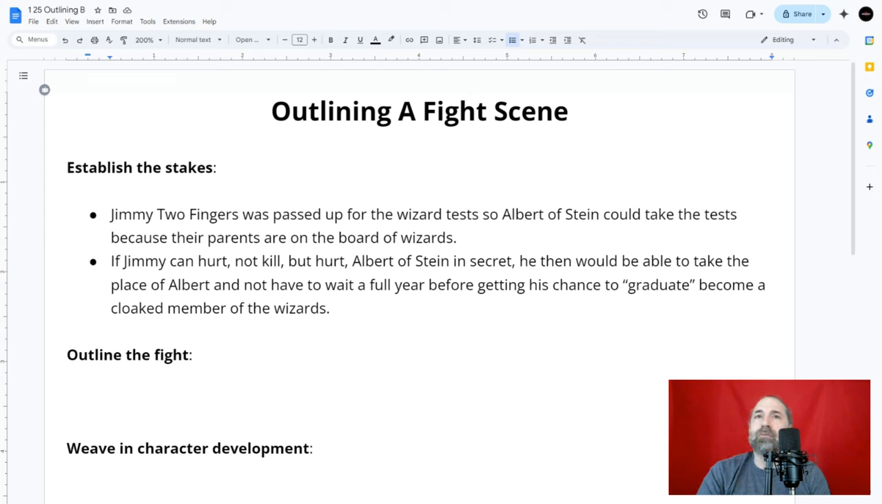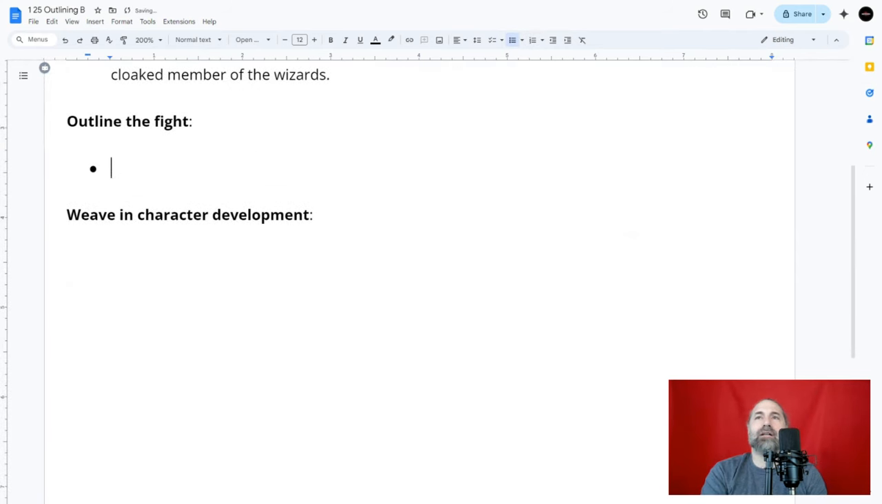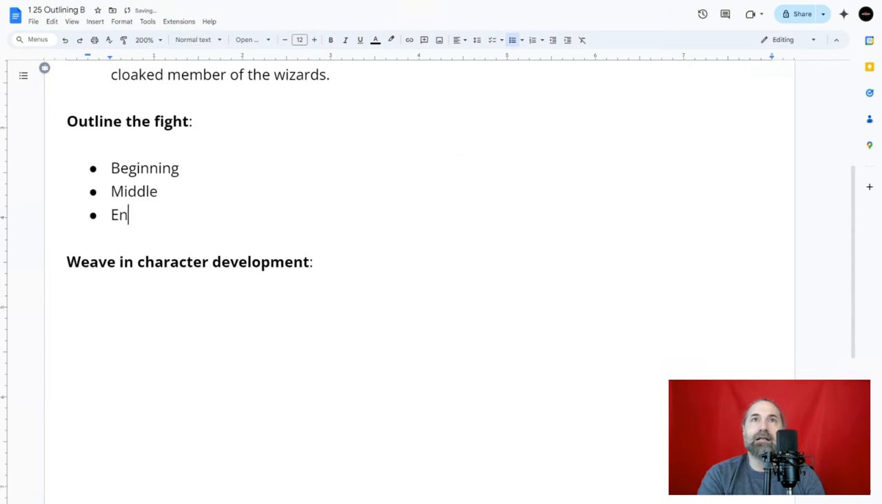Okay. So now the big thing to do is let's talk about the outline. How are we going to outline this? What do we want to do? So again, there needs to be a beginning, a middle, an end. Set up. Conflict. Resolution. You're going to need that resolution.